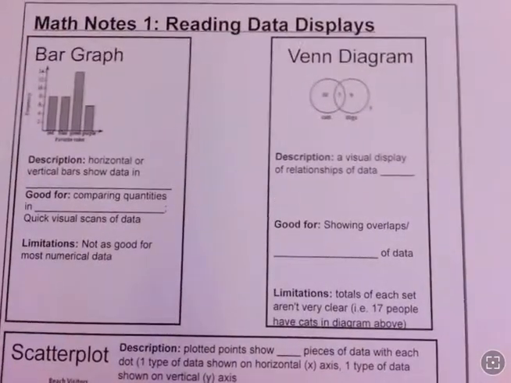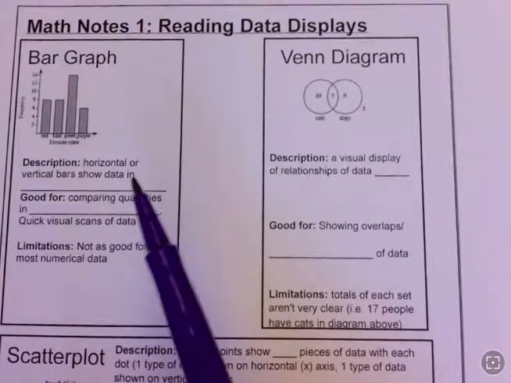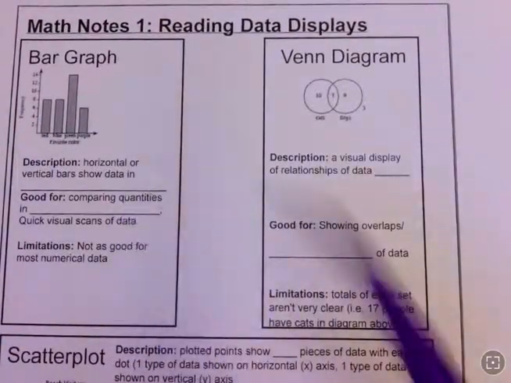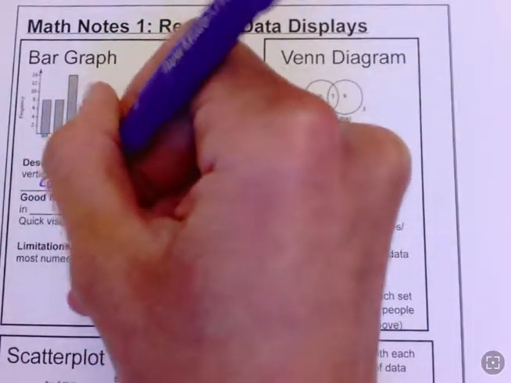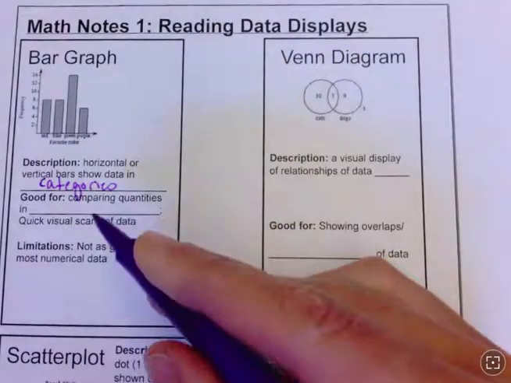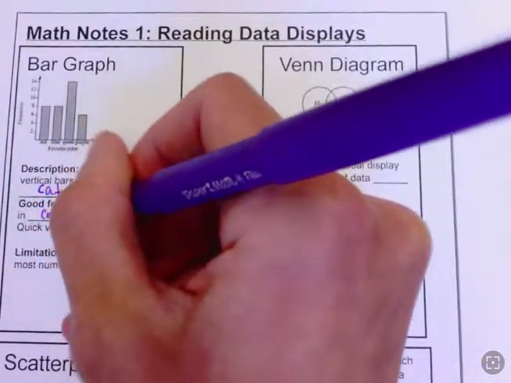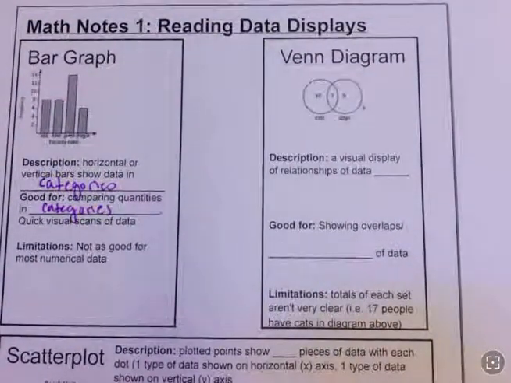those ideas. So a bar graph, you guys are probably familiar with from lower school. It shows horizontal or vertical bars that show data in categories. It's good for comparing quantities in categories. Again, sorry about the double blanks there. And it allows you a quick visual scan of data.